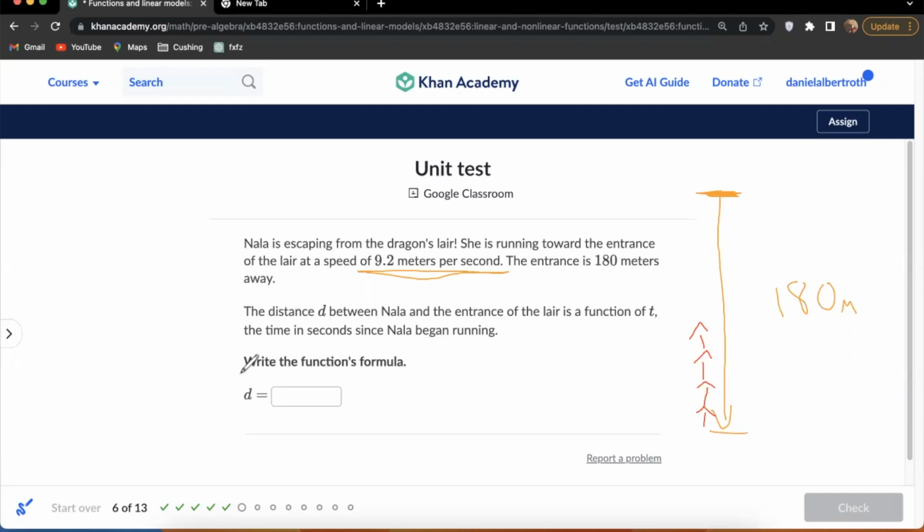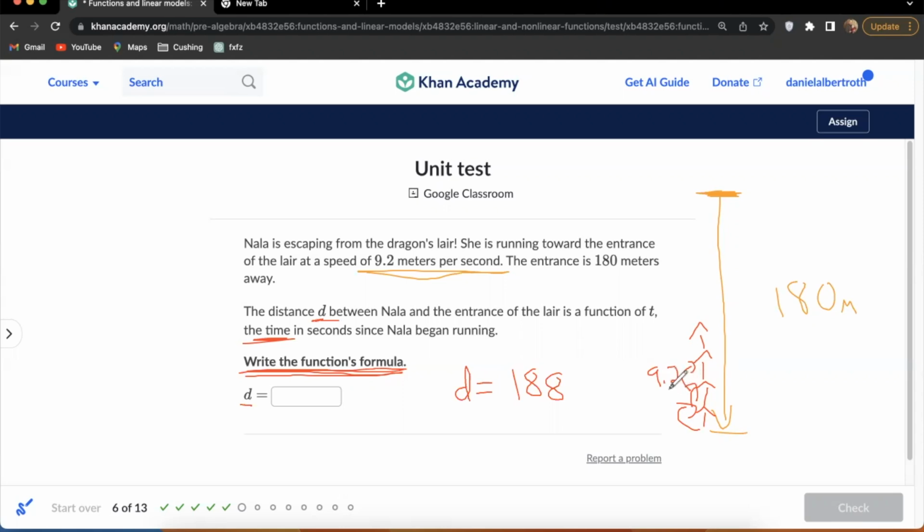Write a function. So write the function's formula. So we need to figure out, what does the function represent? It says the distance D between Nala and the entrance of her lair is a function of t, the time. So how far is Nala over time? Well, at the start, she's 180 away. So I'm going to say her distance at the start is 180. So I think that's a reasonable place to start. Then what's happening is, over time, we are reducing the distance by 9.2, her rate.